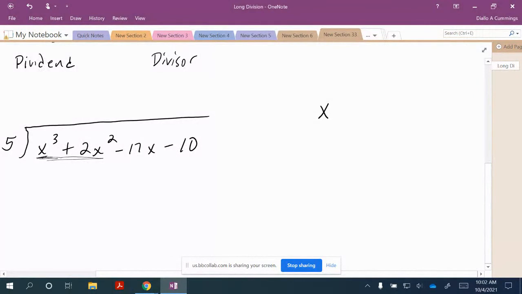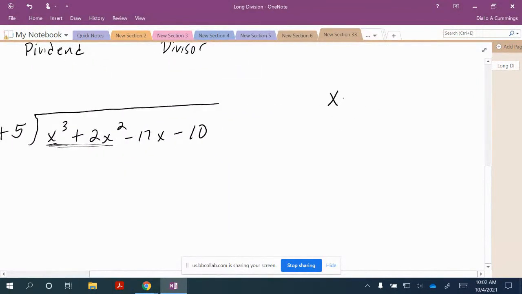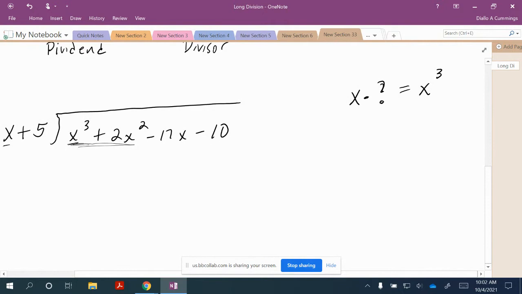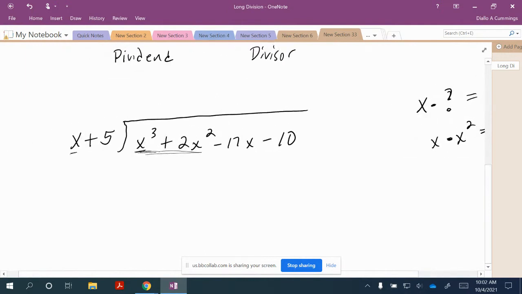x, and I'm only concentrating on x here, times what would give us x cubed? And you'll see why I'm trying to figure this out in just a second. Well, x to the first times x to the second gives us x cubed. So if I multiply x times x squared, that product is equal to x cubed. So I'm going to take x squared, and I'm going to write that above that second term.